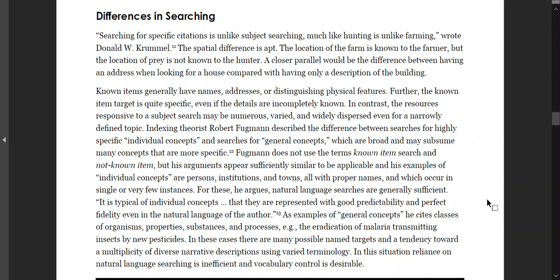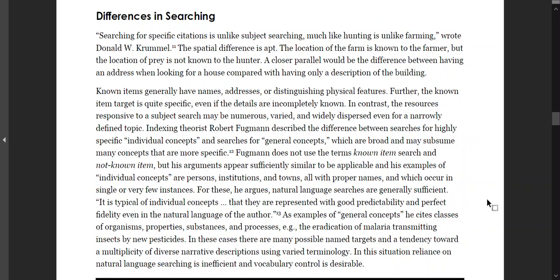Known items generally have names or addresses or distinguishing physical features. Further, the known item target is quite specific, even if the details are incomplete. In contrast, the resources responsive to a subject search may be numerous, varied, and widely dispersed even for a narrowly defined topic. Indexing theorist Robert Fugmann described the difference between searches for highly specific individual concepts and searches for general concepts, which are broad and may subsume many concepts that are more specific. Fugmann does not use the terms known item search and not known item, but his arguments appear sufficiently similar to be applicable, and his examples of individual concepts are persons, institutions, and towns, all with proper names, and which occur in single or very few instances.